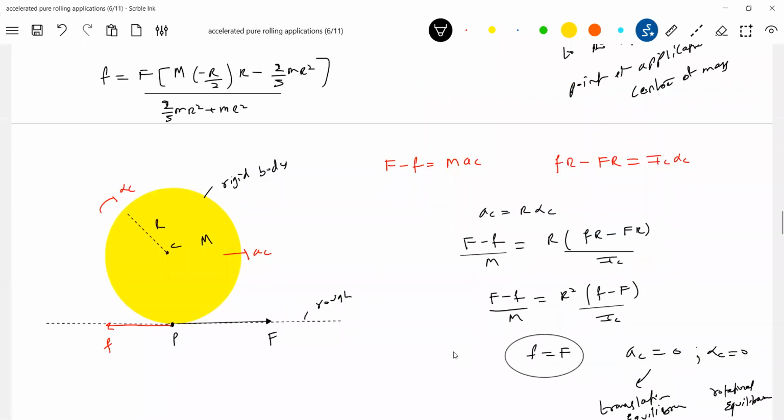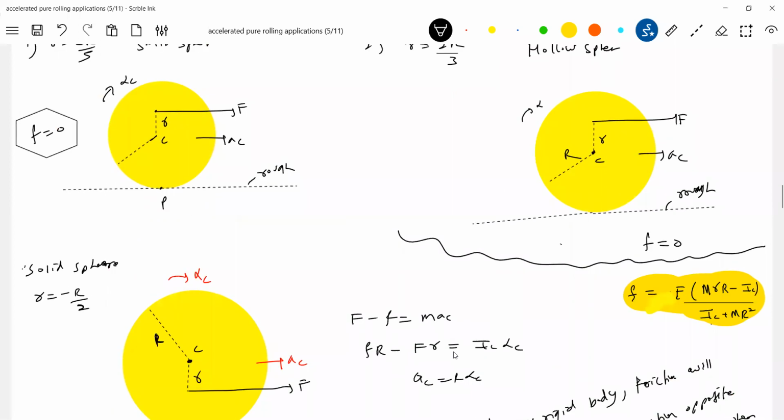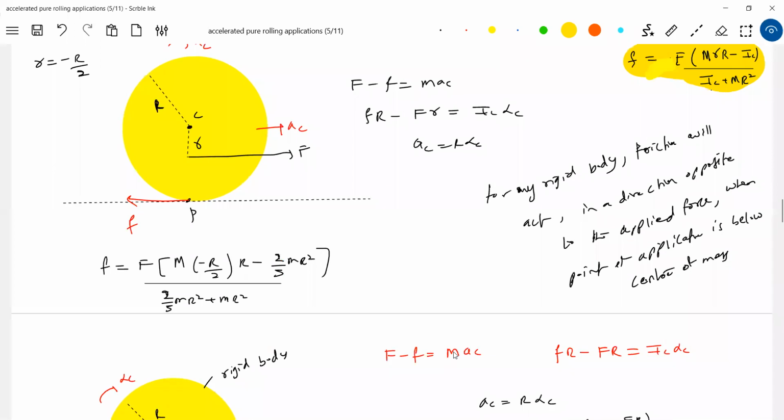Or else you do one thing, go back to this formula. Put small r equal to capital R, you have here. Put small r equal to minus R. So friction will be negative, it will act towards the left. Solve it and check it. For any rigid body, you are going to get small f equal to capital F here.